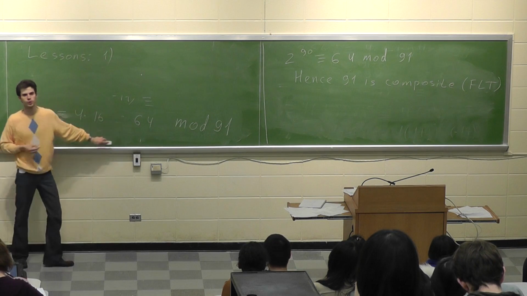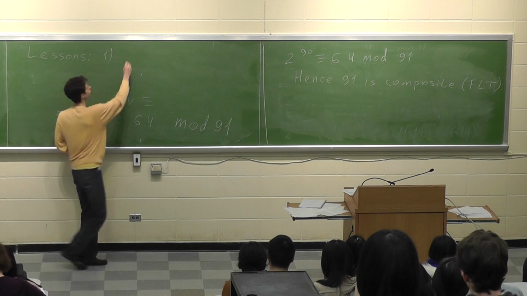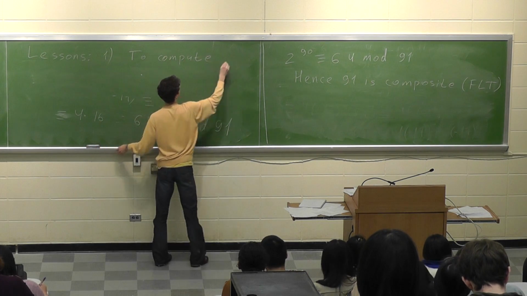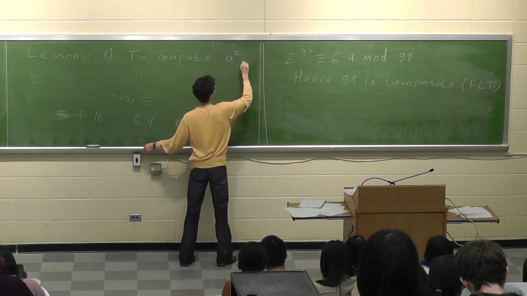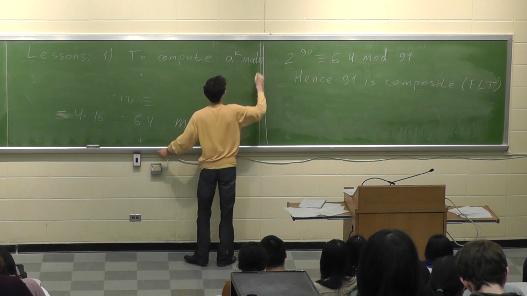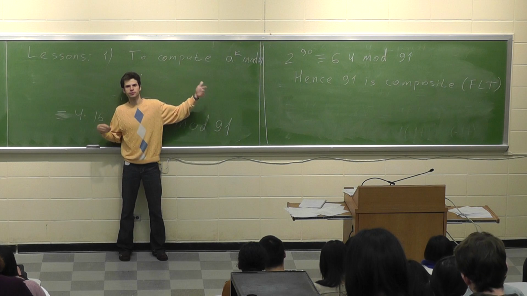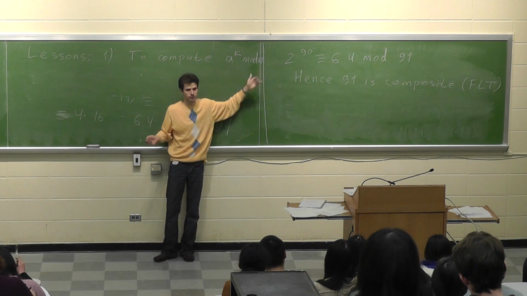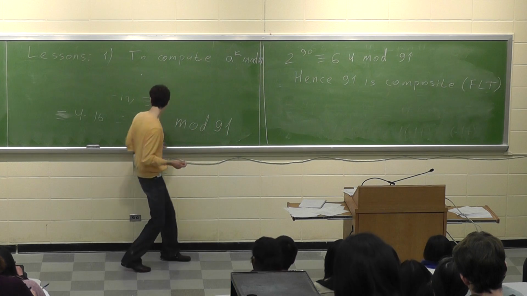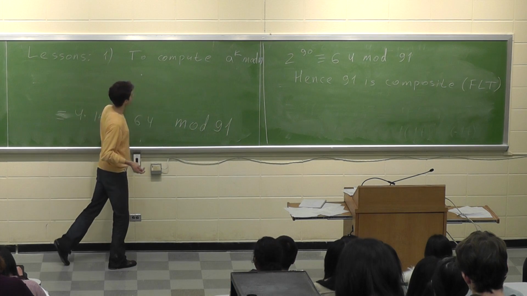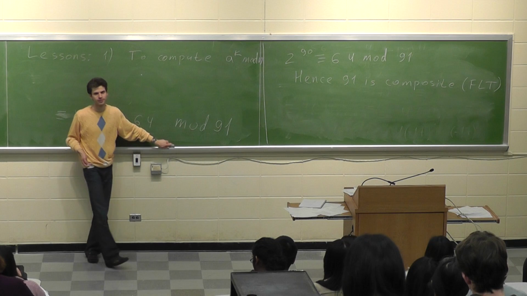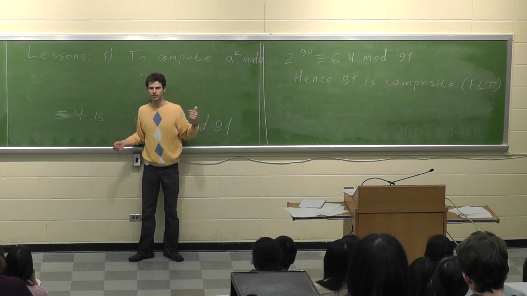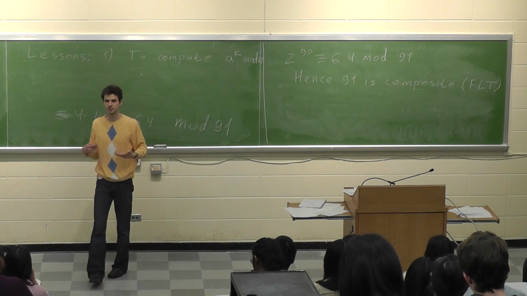Lesson number 1 is as follows. If you want to compute a to the power k modulo n, where some number k would be very large, some number a, once again, could be large, some number n, once again, could be large, how many computations should you perform? Is it k different multiplications? Well, no. You can do it by successive squaring.